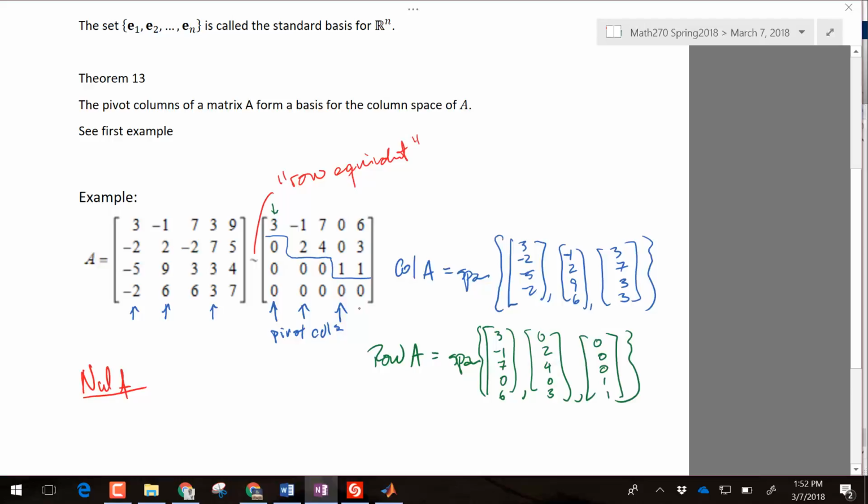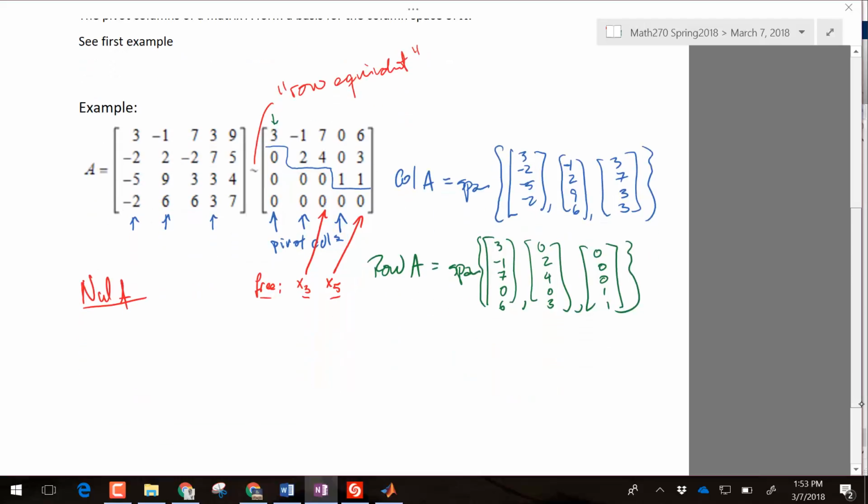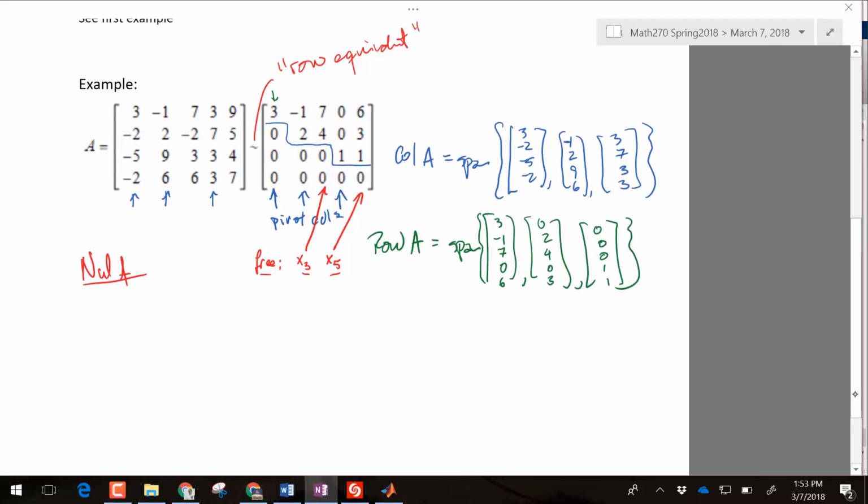So where are my free variables? I have 1, 2, 3, 4, 5, so I would have 5 variables. The last variable, x sub 5, is free, and the third variable is free. So I have 2 free variables, x3 and x5. And then I would want to solve for the others.